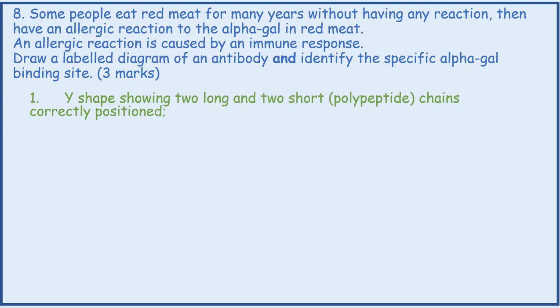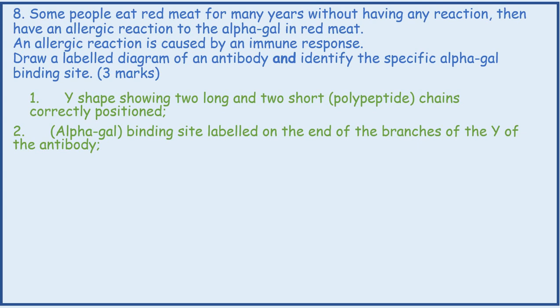You need to draw a Y shape showing 2 long and 2 short polypeptide chains in the correct position. So your 2 long polypeptide chains should be the 2 inner ones, and the 2 short ones should be on the outside. The alpha-gal binding site should be labelled at the ends of the branches of the Y of the antibody.